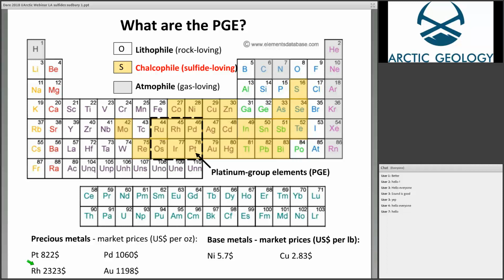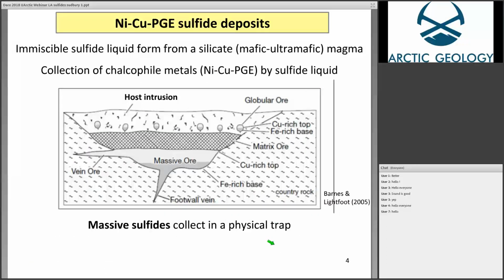The base metals, nickel and copper, for comparison, they're a lot more abundant, of course. So their price per pound in US dollars is around $6 and $3. So these are economic resources. So I'm talking today about Ni-Cu-PGE sulfide deposits. Of course, PGEs are mainly mined from PGE-rich deposits that are sulfide poor, such as in the Bushveld layered intrusion. You have little thin horizons that are very rich in PGE. Here I'm talking about a system where you have a lot of sulfide with PGEs as a byproduct.